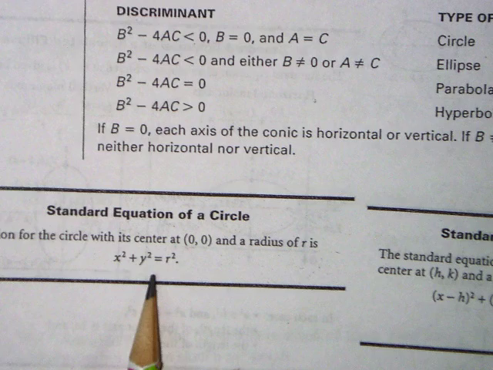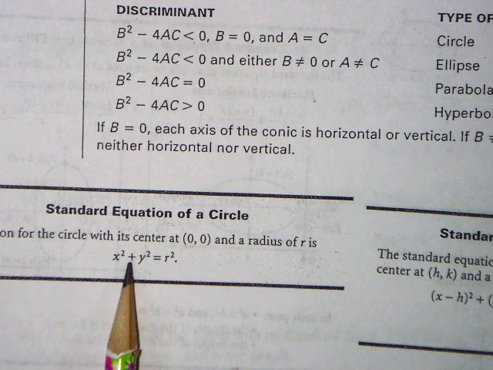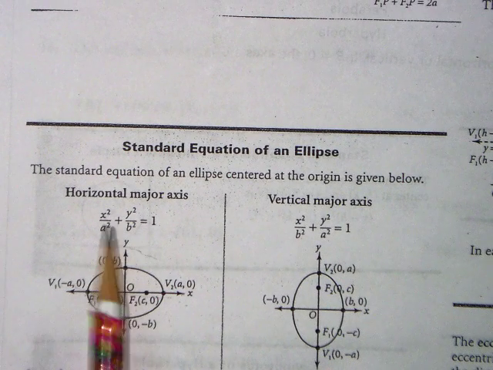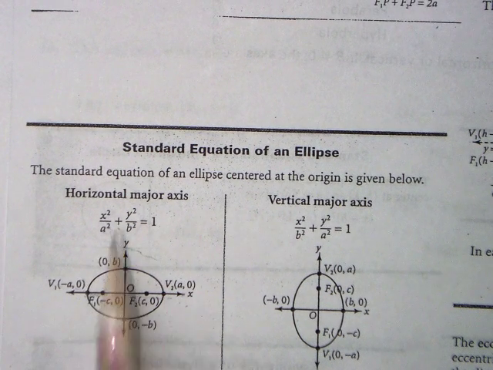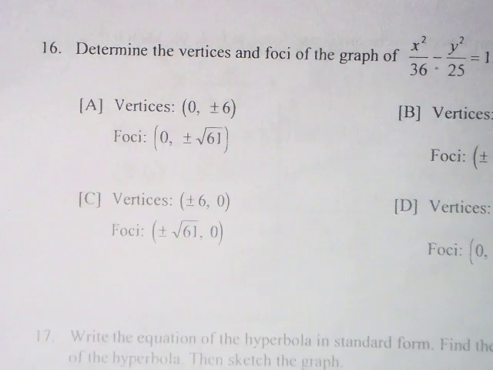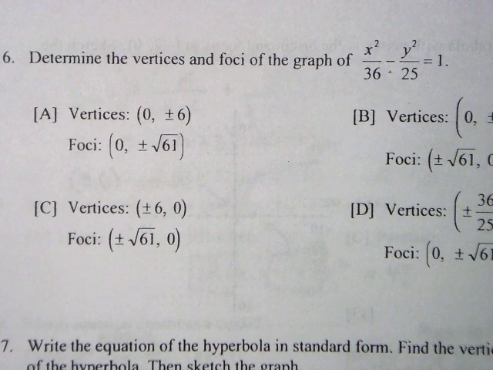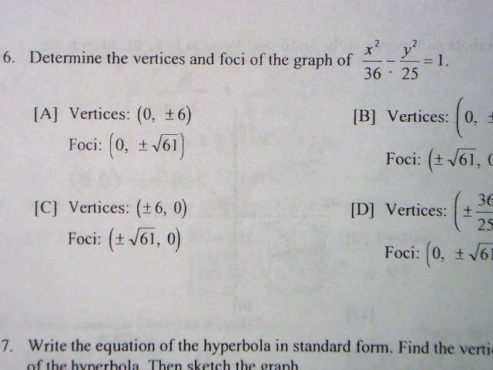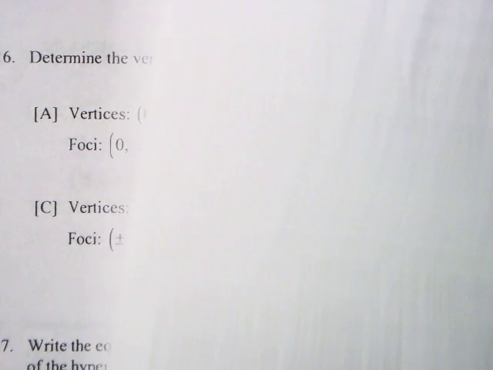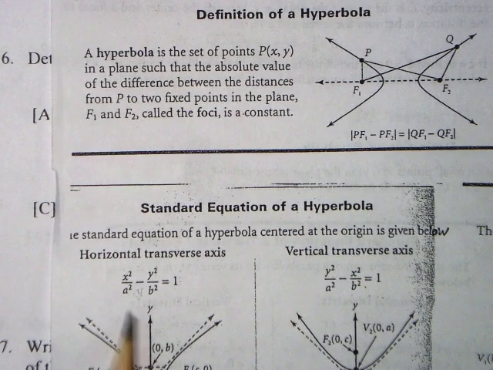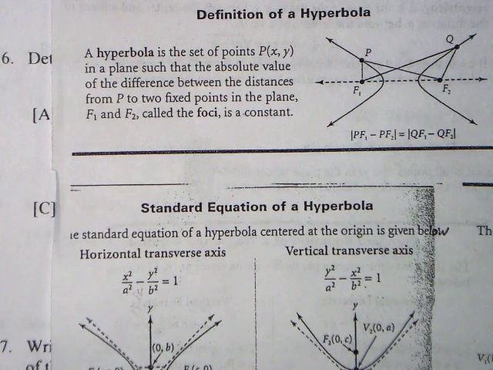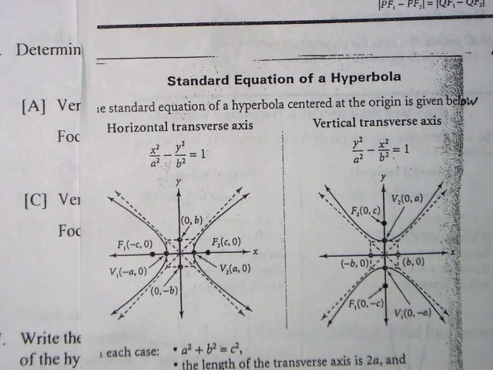If we look at the standard equation of a circle, that's an x squared plus y squared. And the standard equation of an ellipse is x squared over a squared plus y squared over b squared. So again, we know right away that this is a hyperbola. And to find it for a hyperbola, let's look at what we have here. We know it's this one right here, x squared over a squared minus y squared over b squared equals 1.